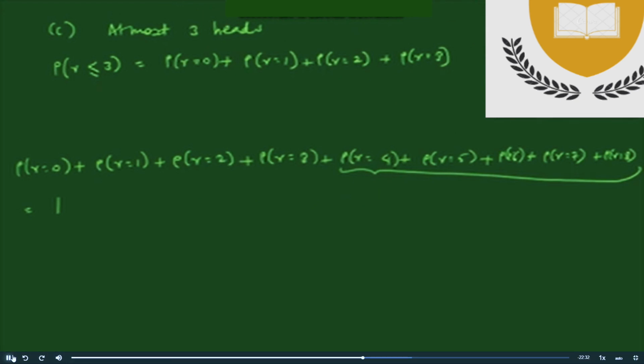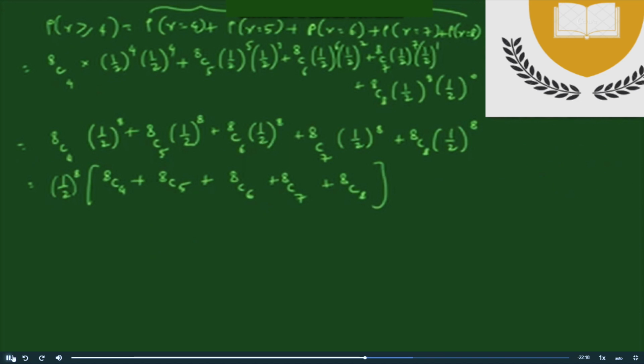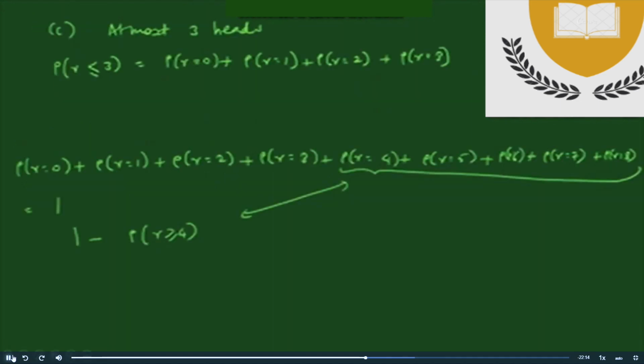If I calculate 1 minus P of r greater than or equal to 4, this portion is nothing but P of r greater than or equal to 4, which is what I did here. If I do 1 minus this P of r greater than or equal to 4, I will get P of r less than or equal to 3.